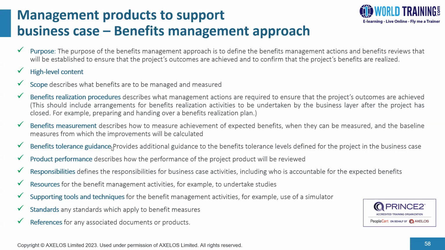And there would also be a section on benefits measurement, describing how to measure achievement of expected benefits when they can be measured, and the baseline measures from which the improvements will be calculated. There would be a provision for benefits tolerance guidance, providing guidance to the benefits tolerance levels defined for the project in the business case. There would be a section on product performance, describing how the performance of the project product will be reviewed.